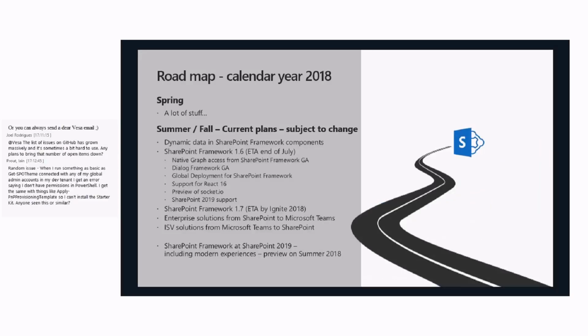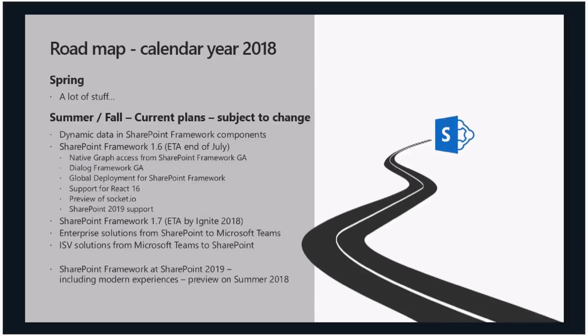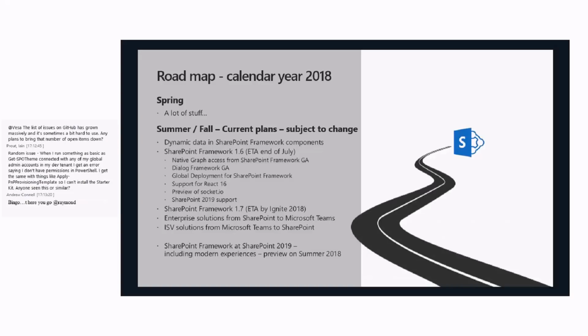Some updates on the roadmap. Not really that much updated from the previous one 2 weeks ago. So we're looking into having the 1.6 version out at the end of July, or it might be early August. This is going to have a few capabilities moving into GA, and it will have a global deployment of SharePoint Framework extensions enabled on the tenants, support for React 16, preview of Socket.io, and SharePoint 2019 support is planned to get there. SharePoint Framework 1.7 is then planned to go live at Ignite, which is at the end of September. So we will have 2 releases before Ignite.